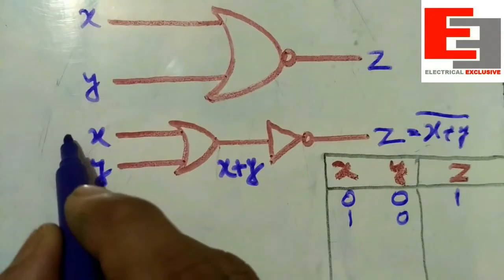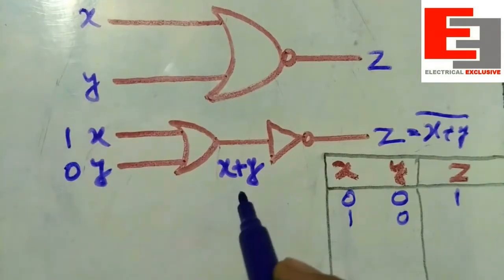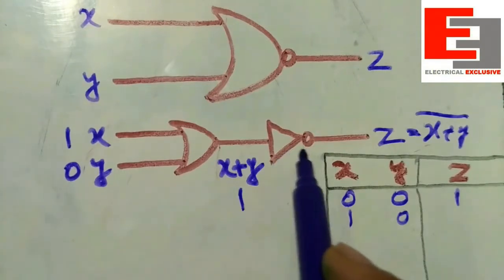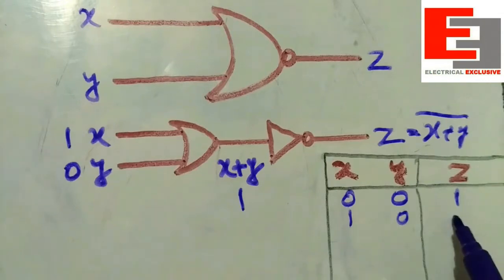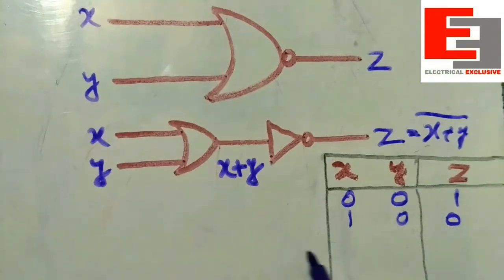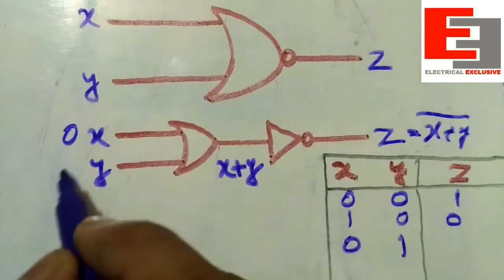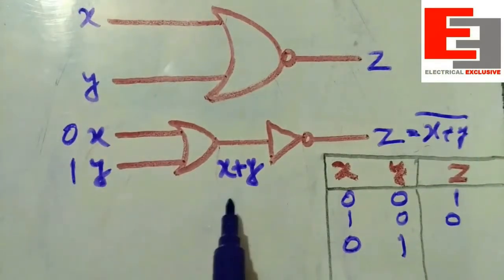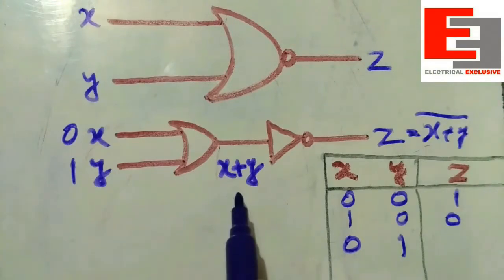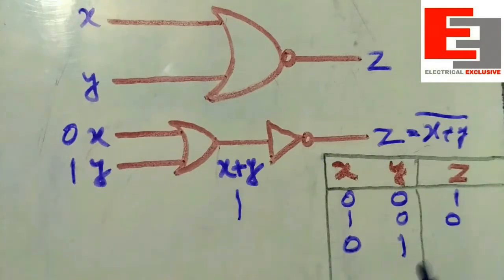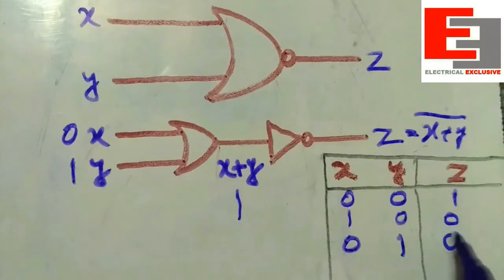When X is 1 but Y is 0, come to the equivalent logic circuit. X is 1, Y is 0. So at this point the signal will be 1 plus 0, that is 1, which will be inverted by this NOT gate and becomes 0. So output is 0. If X is 0 and Y is 1, at this point the signal will be 0 plus 1, that is 1, and this signal will be inverted by this NOT gate and it becomes 0. So the output we got is 0.